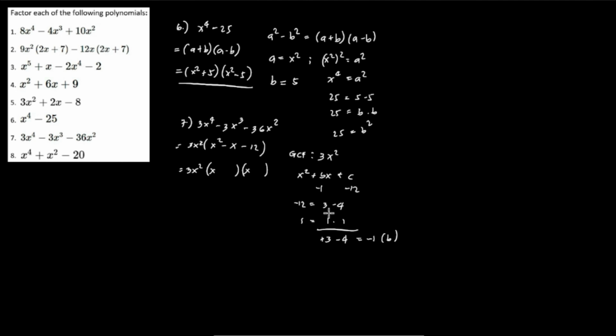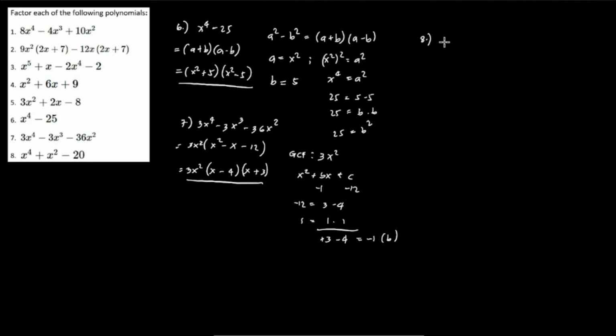The first combination is 1 and 3, so 1 and 3, positive. And another combination is negative 4 and 1, so for the x factor, that's 1, and the pair is negative 4. The factor for problem number 7 is 3x squared times x minus 4 times x plus 3, and this is the answer.